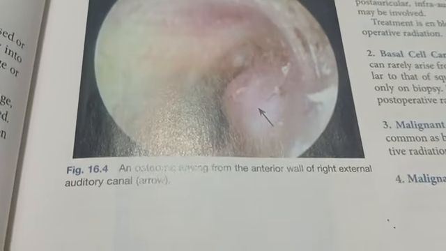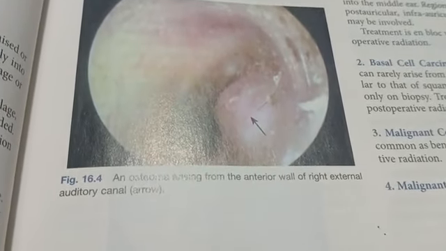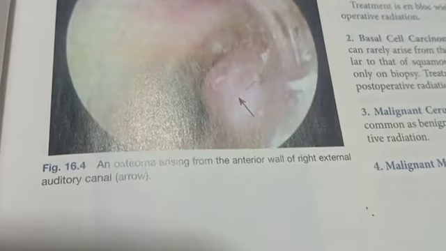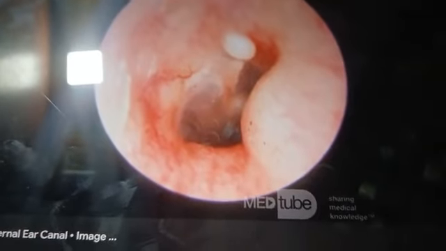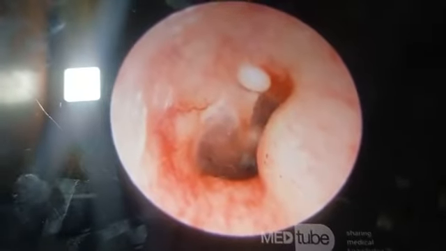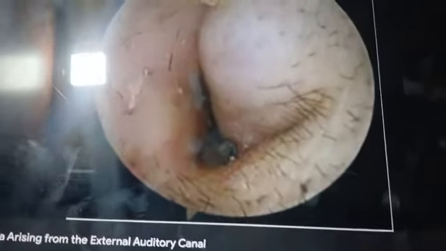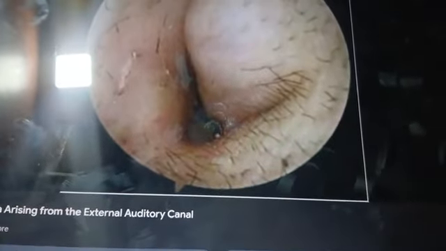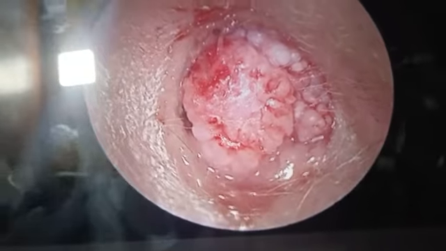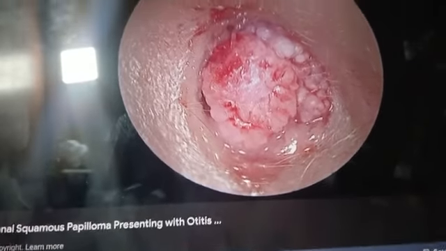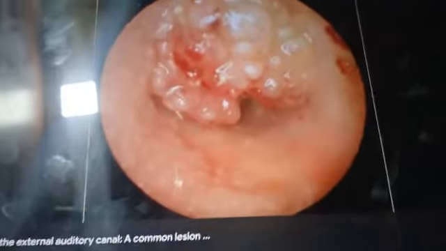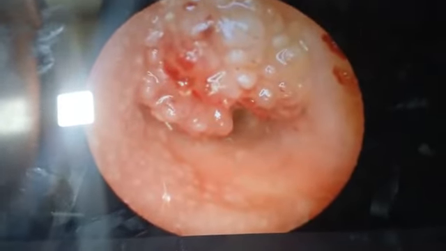This is the diagram of osteoma, which is arising from the anterior wall of the right external auditory canal. You can see that osteoma. Here you can appreciate the exostosis of the external ear canal. Here you can appreciate the ceruminoma, that is ceruminous adenoma of the external auditory canal. That's the squamous papilloma of the external auditory canal. You can appreciate over here. You can also appreciate this diagram, squamous papilloma of the external auditory canal.